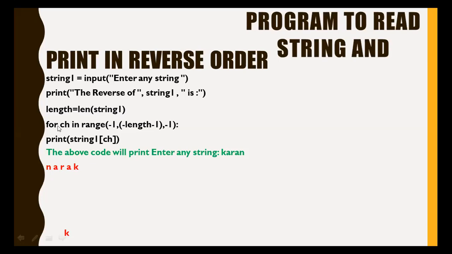Now here, for ch in range. What is range? Range is a function where you can specify the starting value, ending value, and update part. Here, ch is a counter variable, and in is a membership operator. Beginning with minus L, which is the minus length, because I have to make it reverse. Whatever I input there, I have to make a reverse.